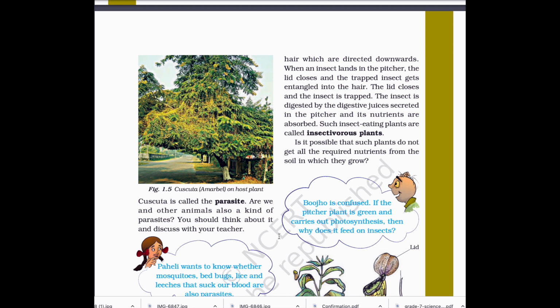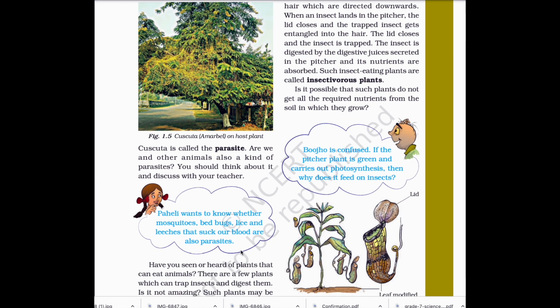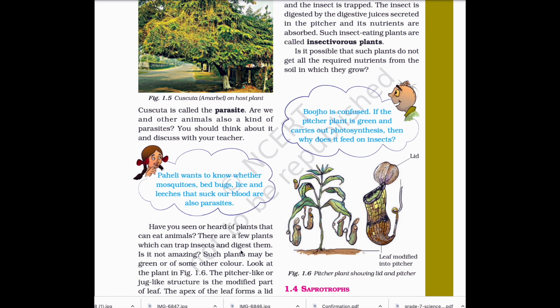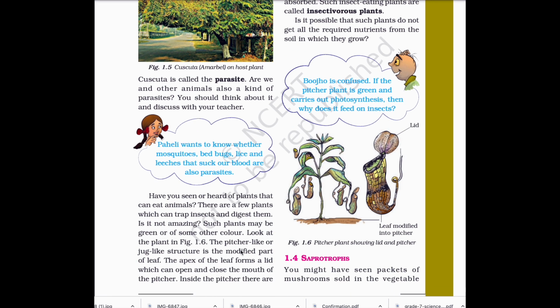Are we and other animals also a kind of parasites? You should think about it and discuss with your teacher. Have you seen or heard of plants that can eat animals? There are a few plants which can trap insects and digest them. Is it not amazing? Such plants may be green or of some other color.